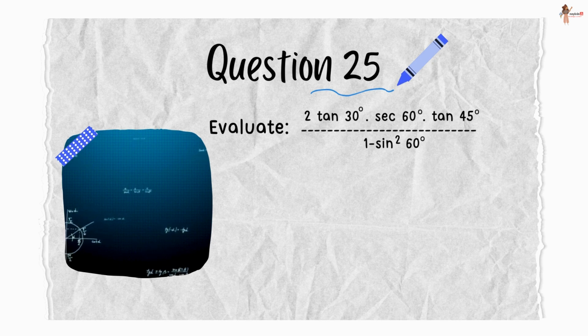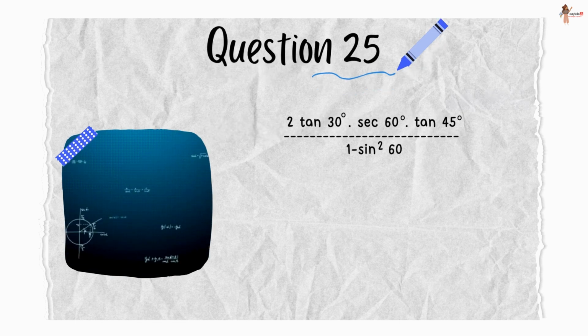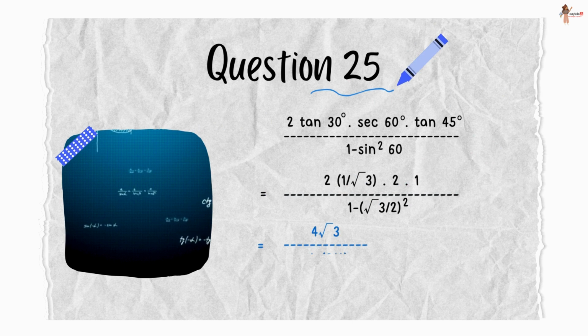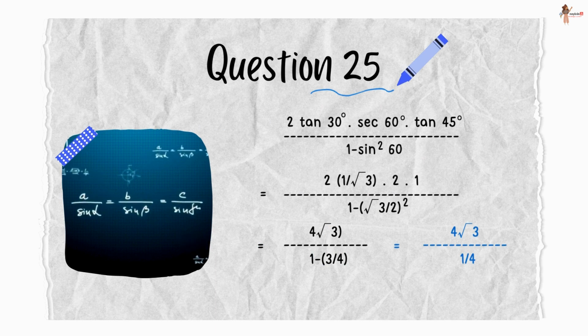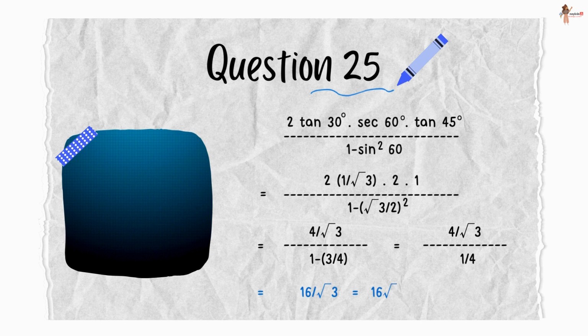Now, we need to evaluate 2 tan 30 into sec 60 into tan 45 upon 1 minus sine square 60. Substituting the values, we get, thus, it is 16 upon root 3 or 16 root 3 upon 3.